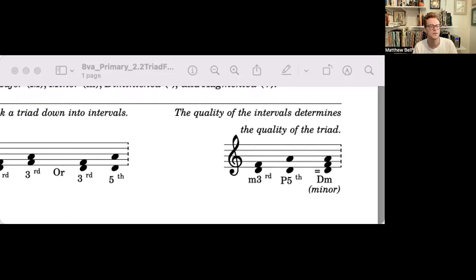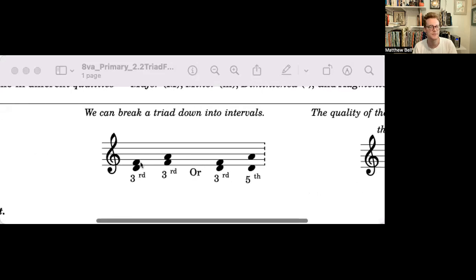A second way we can do this is we can also look at this as a stack of two thirds, where it's a minor third and then a major third. That can be useful as well. But I think it's going to be best for students to link the names of these two parts of the chord, the third and the fifth, to the actual intervals they're looking at to determine the quality.